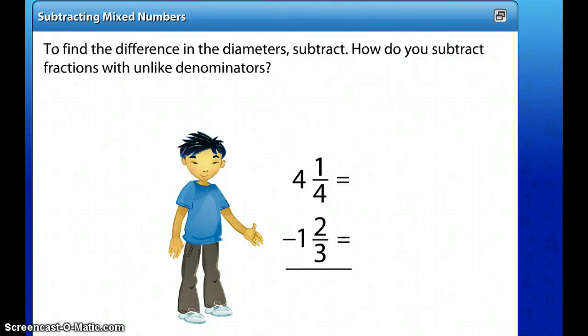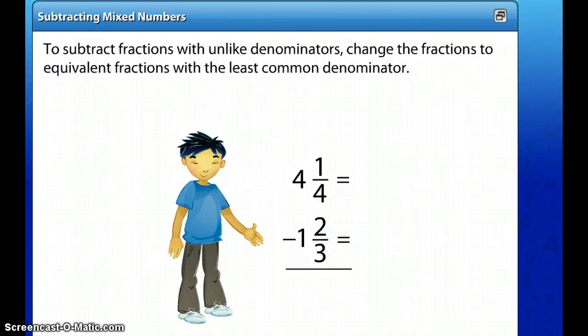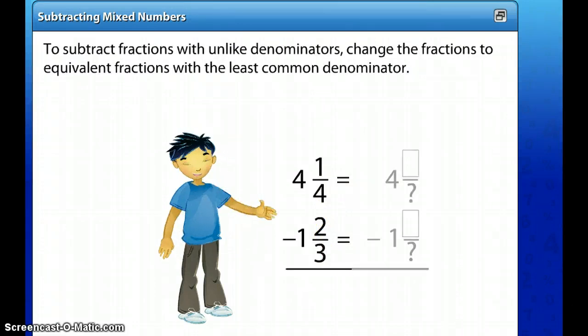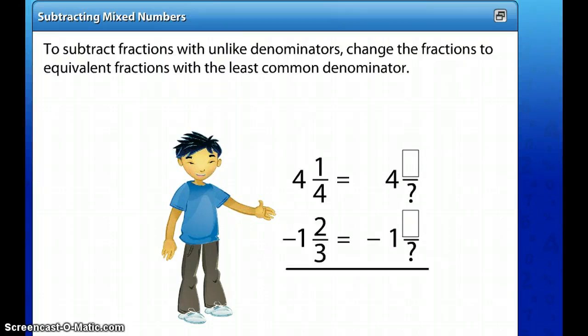How do you subtract fractions with unlike denominators? Well, it's going to be very similar to how we added fractions with unlike denominators. Paige, what do you think we're going to do first? If the denominators are unlike. We want to find, good, I like the word you used. We want to find the least common multiple of the 4 and the 3, the denominators. To subtract fractions with unlike denominators, change the fractions to equivalent fractions with the least common denominator.